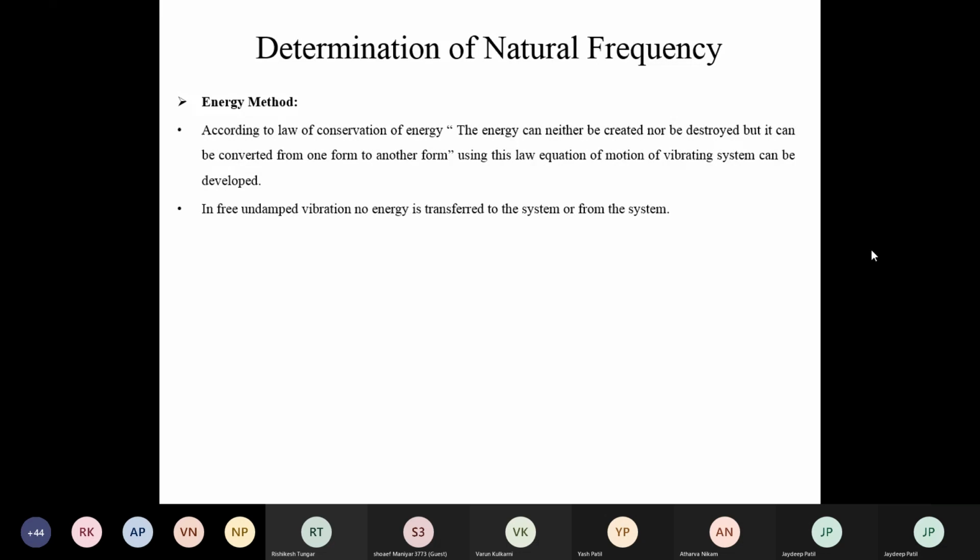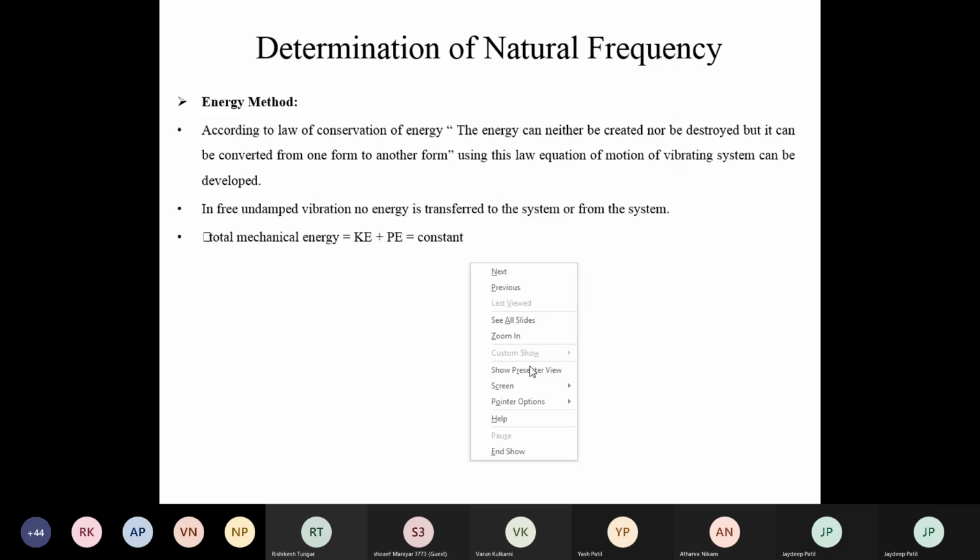In short, you have to write down that the total mechanical energy of the vibrating system is equal to kinetic energy plus potential energy, which is equal to a constant. Kinetic energy is due to the motion of the vibrating body. When the body is at the equilibrium position, kinetic energy is maximum. When it is displaced from the equilibrium position, kinetic energy decreases and it is zero at the extreme position.